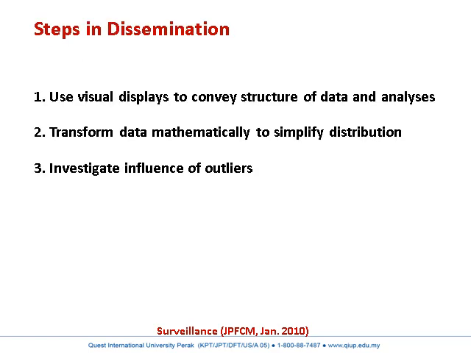These are the steps in dissemination of information. You can use visual displays to convey the structure of data and analysis. Transform data mathematically to simplify distribution. How many people may get infection? 1 in 100 or 1 in 1000 or 1 in 2000, like that. You transform data mathematically so that it is simplified. For visual display, you can project some diagrams, some videos, some animation, like that.